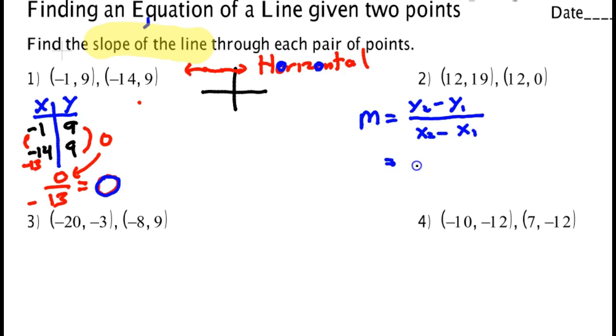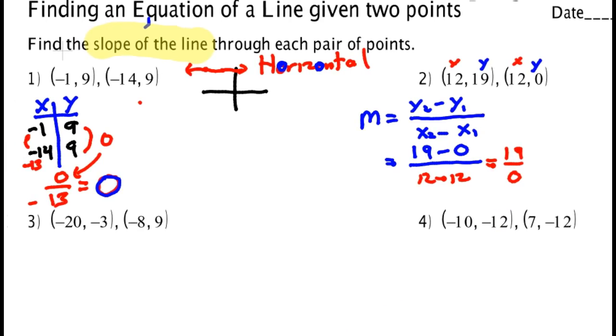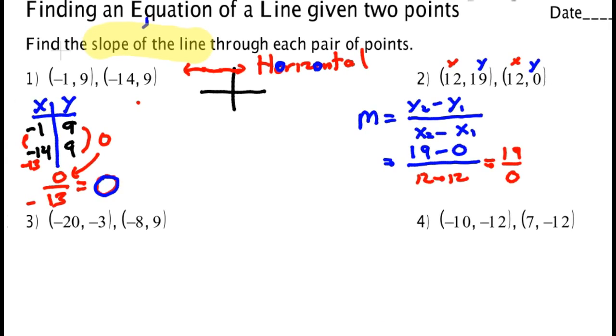So if I did this way on number 2, I'd have 19 and 0. Right, those are the two y's. And the x's would be 12 and 12. Right, which leads us to 19 over 0. So again, here's another problem with 0 in it. So is that going to be horizontal or is that going to be vertical, and what's that slope equal?